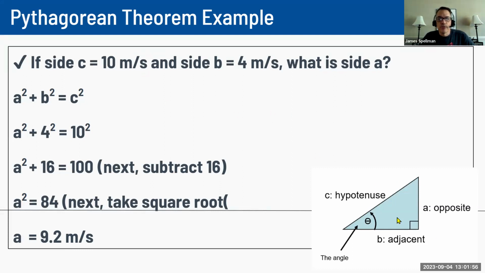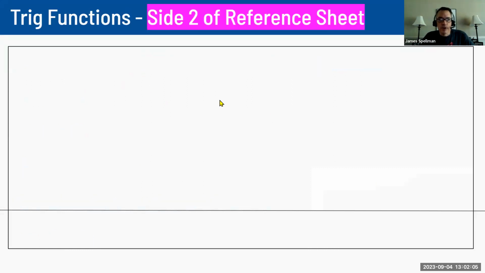So when we're working with these triangles, this could be any kind of vector measurement. It could be a displacement, it could be a velocity, it could also be an acceleration. We can use the triangles to answer any of those.